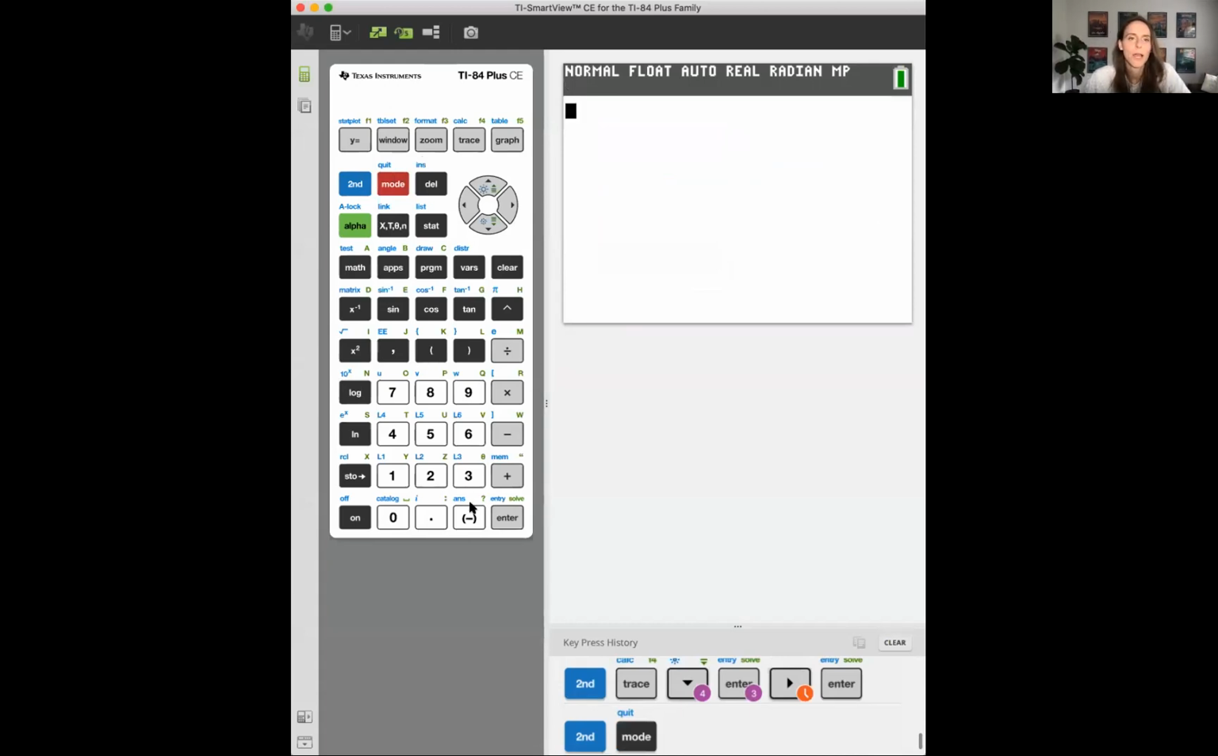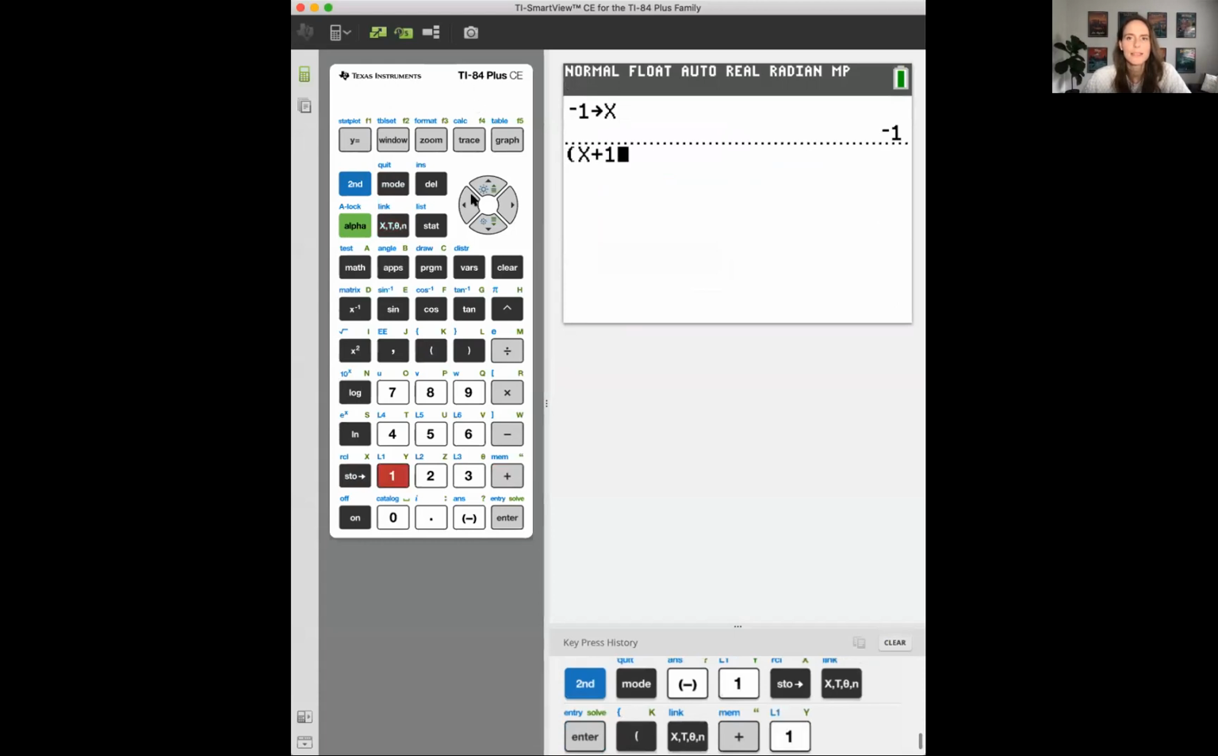Or I could put -1 in my calculator and then store that. So I'm pressing the store button as x, and then I'm just going to put in that function. So I have x plus 3 divided by 2. And that gives me 1. So my answer here is C.